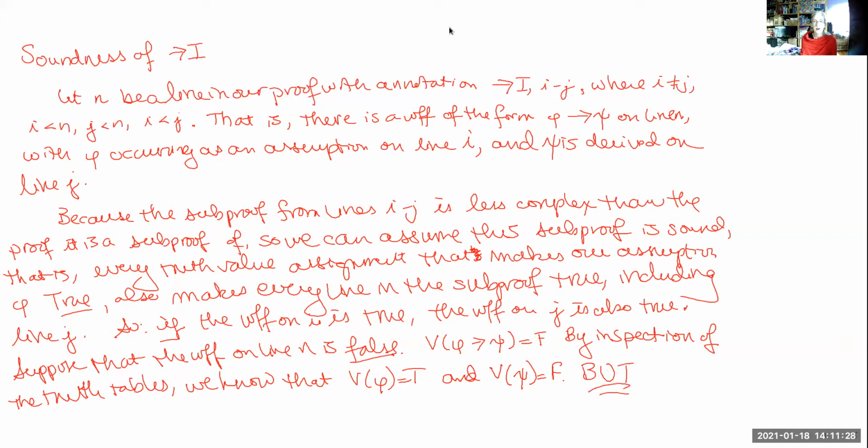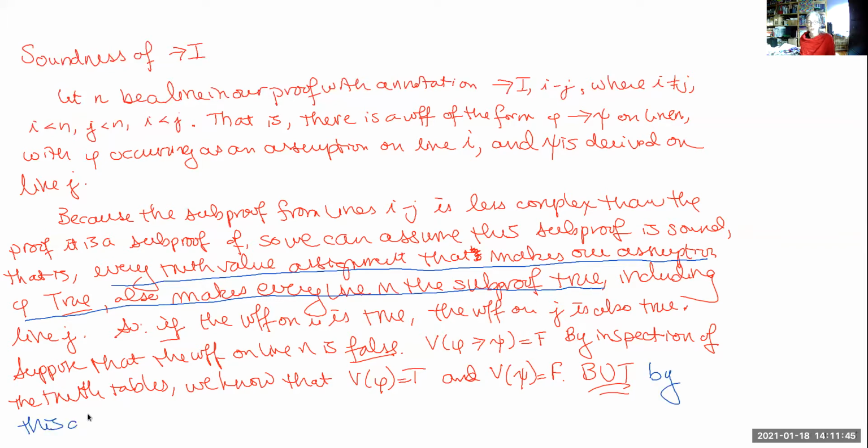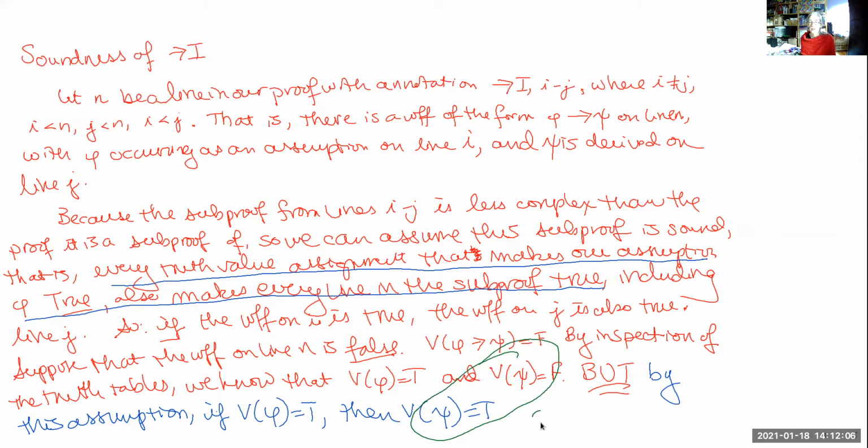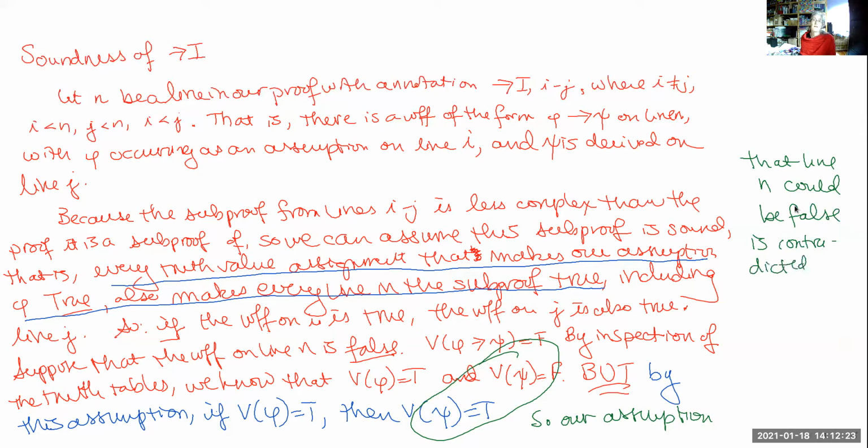But by our earlier assumption, let's go back here. Every truth value assignment that makes our assumption phi true also makes every line in the subproof true. So by this assumption that I've underlined in blue, if this truth value assignment makes phi true, then it also makes psi true. So this cannot be the case, that psi is both false and true. So our assumption, I'm going to have to move up here, that line n could be false is contradicted. Well, if it can't be false, it must be true.